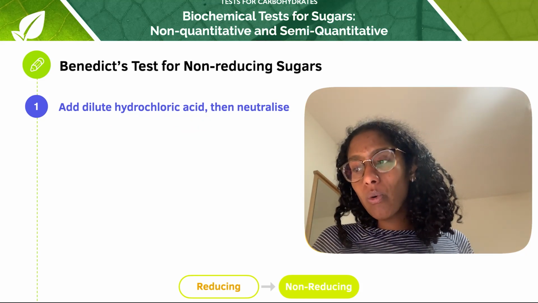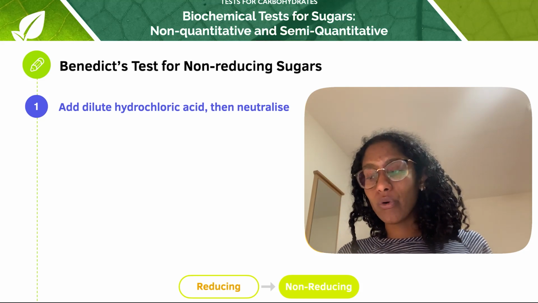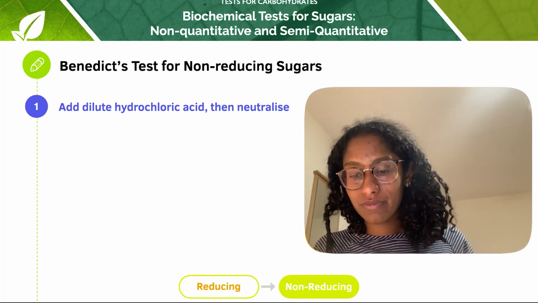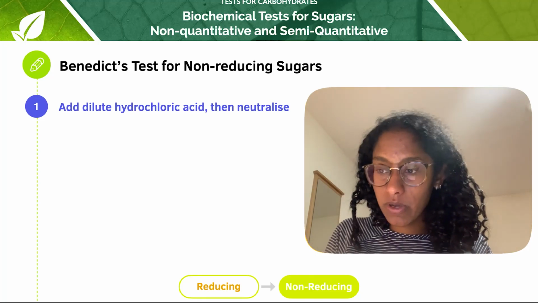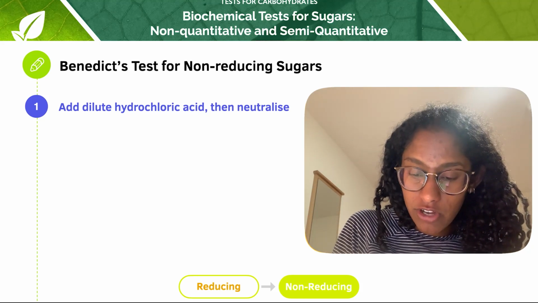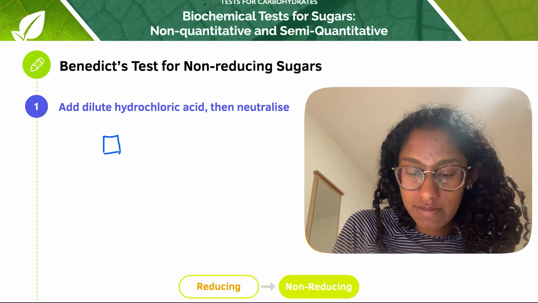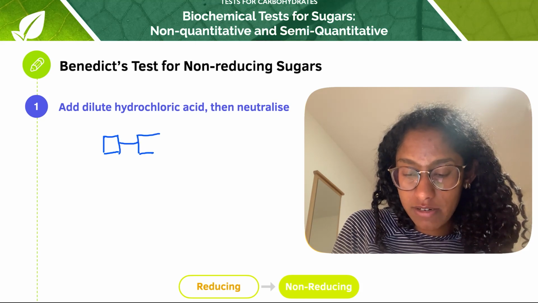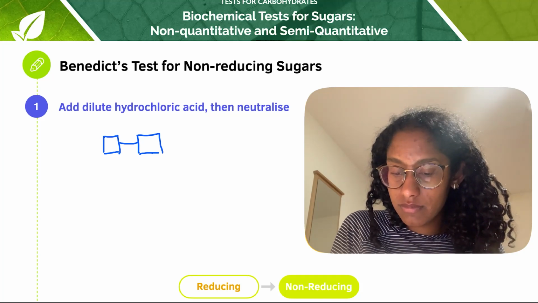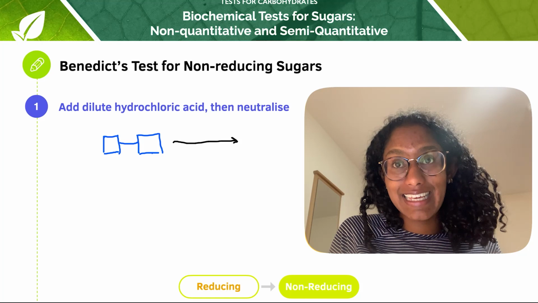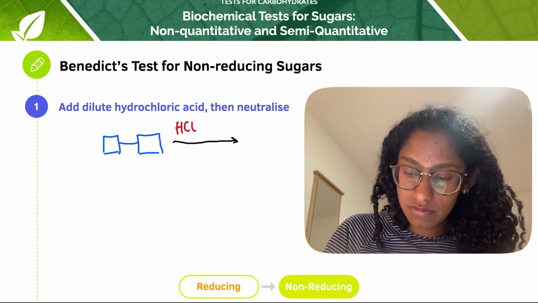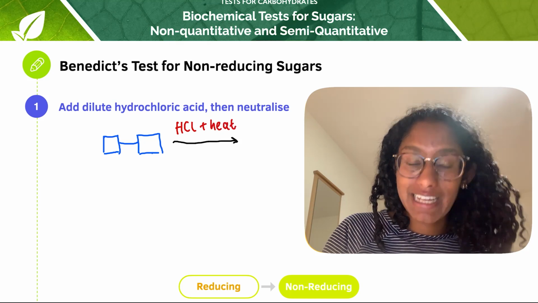Now, pause the video and have a think about what you think dilute hydrochloric acid will do. Okay, so I'll tell you at this point. Remember, most of our non-reducing sugars are disaccharides. So if I draw out a disaccharide, let's say this is our disaccharide. Now, if I add hydrochloric acid and heat to that, I'm going to break it down into its monomers.